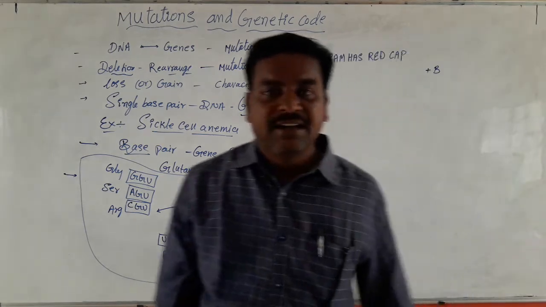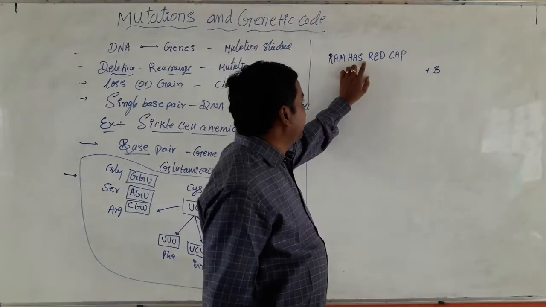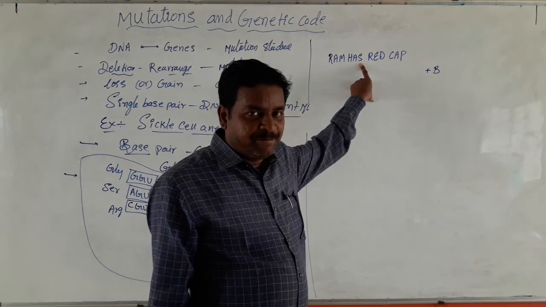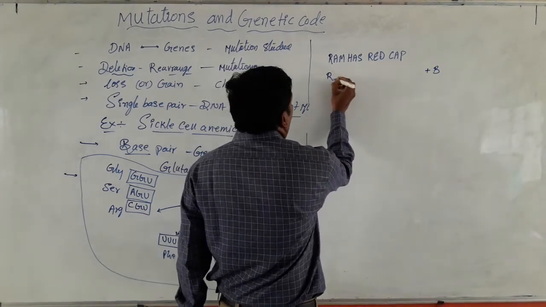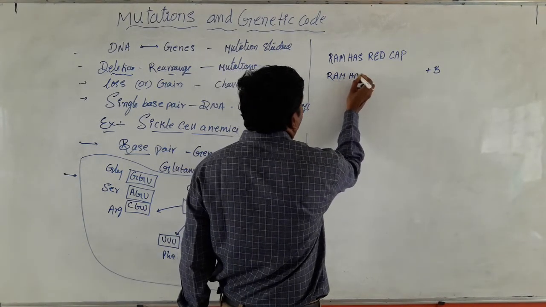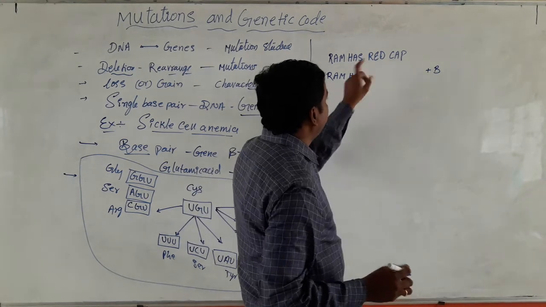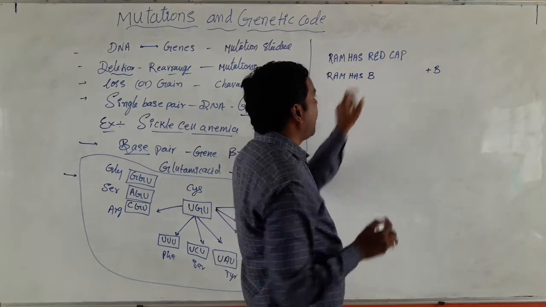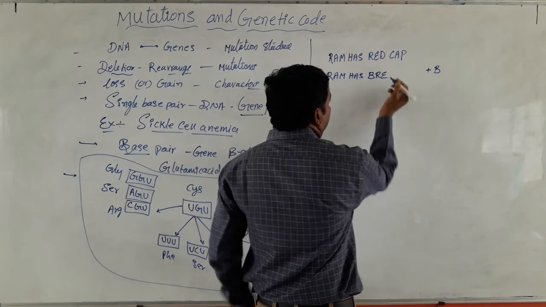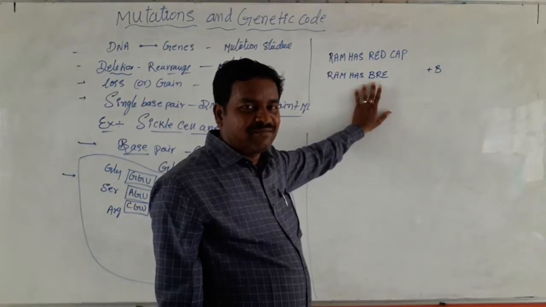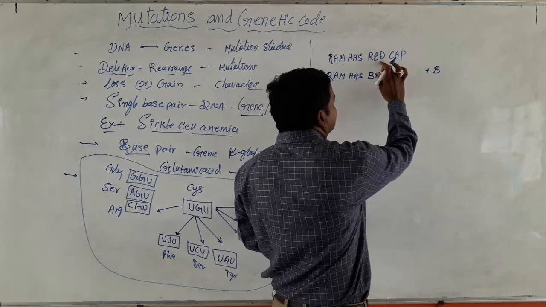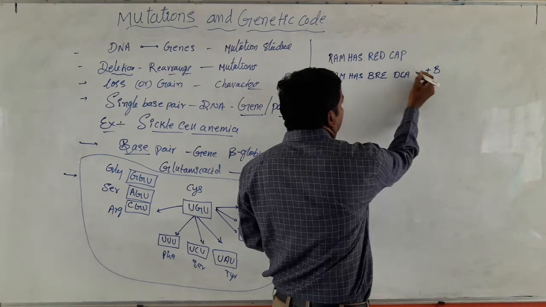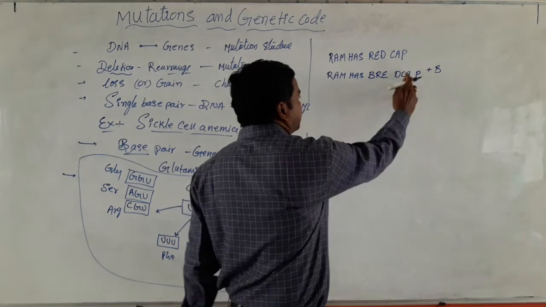For example, if one letter B is inserted between "has" and "red", what happened here? Ram has. Now B is inserted between has and red. This B is associated with RE, leading to the formation of a new codon. And the remaining D is associated with CA, leading to the formation of DCA. And P is considered an incomplete codon.